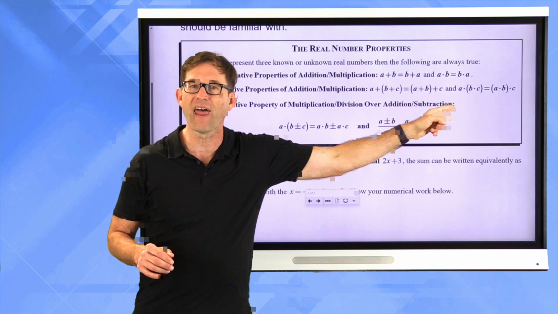Division distributes over the addition or the subtraction. Trust me, division does not distribute over multiplication. Now, let's take a look at how these properties get involved when we're creating an equivalent expression.